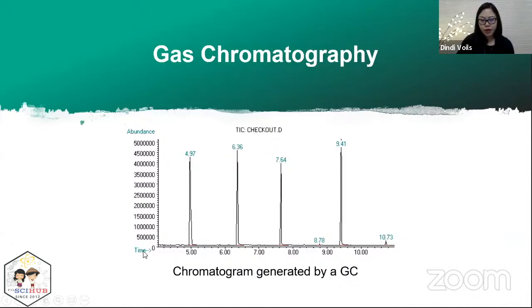So here's a typical chromatogram generated by a GC. Like I said, you have the retention time on the x-axis, and then it's plotted against the abundance of your analyte. And like your UV-Vis spectroscopic techniques, you need a calibration curve to quantify the analytes in a GC analysis, and sometimes you also use what's called an internal standard.